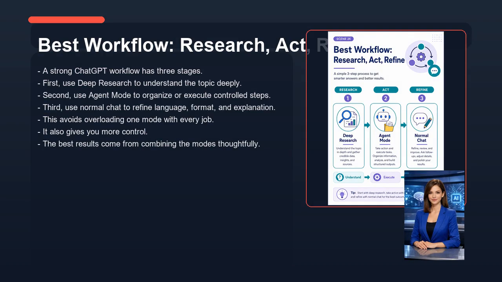Now let's look at best workflow: research, act, refine. A strong ChatGPT workflow has 3 stages. First, use deep research to understand the topic deeply. Second, use agent mode to organize or execute controlled steps. Third, use normal chat to refine language, format, and explanation.